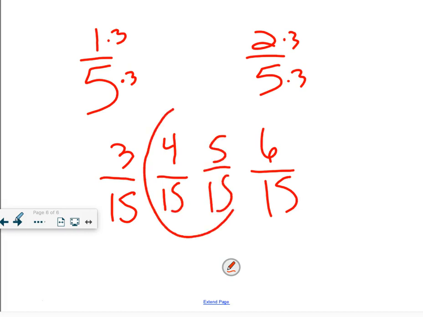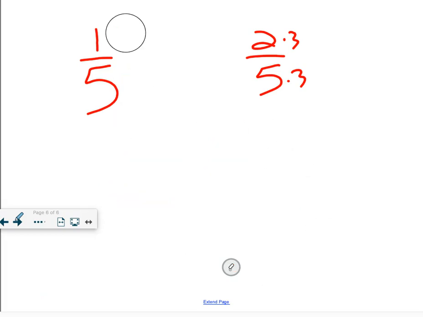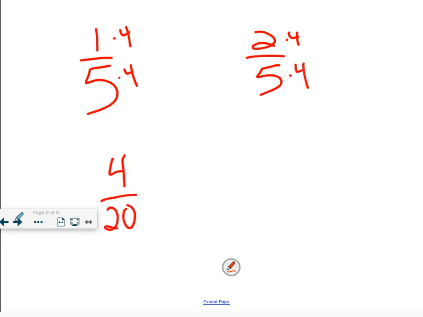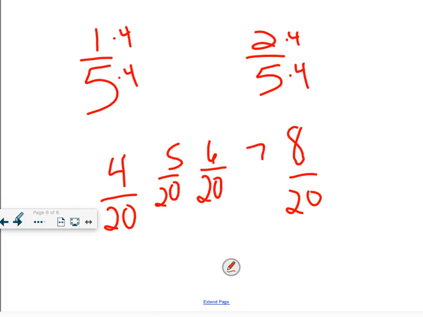Oops, so I was only able to find 2. What I could do also is I could take it times 4, and I would end up getting 4 20ths, and I would end up getting 8 20ths. And there are 3 in between here. There'd be 5 20ths, 6 20ths, and 7 20ths.